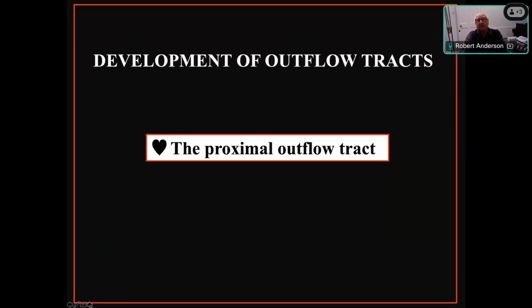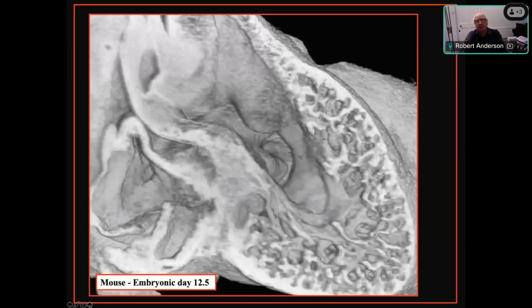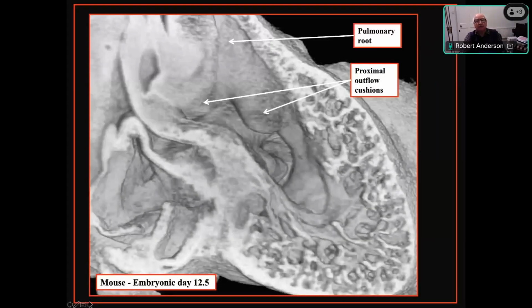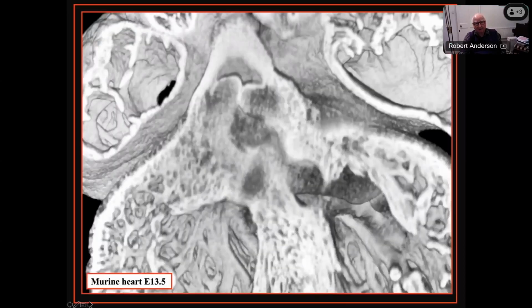So what happens in the proximal outflow tract? You've already seen that because I showed it to you with regard to ventricular septation. So let's return to this picture that you've seen before. It all depends on what happens to these proximal outflow cushions. Distally, the cushions have separated the pulmonary from the aortic root. All the blood at this stage coming into the roots is coming through the secondary interventricular foramen.